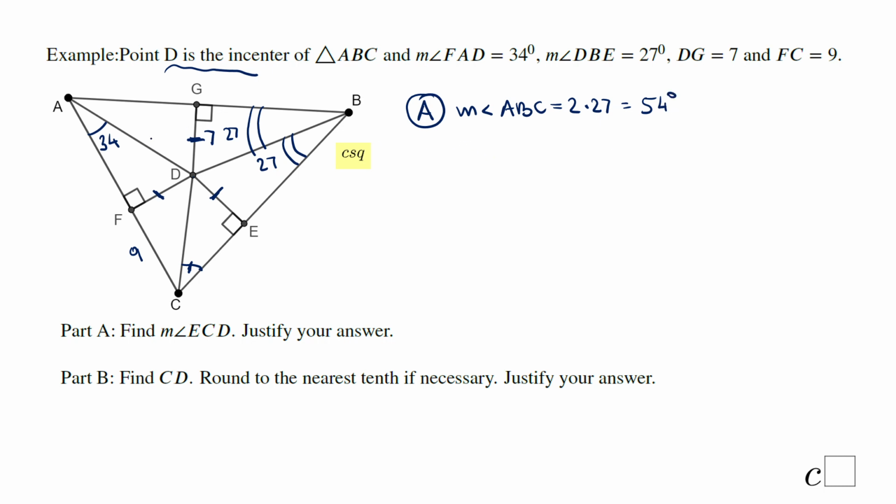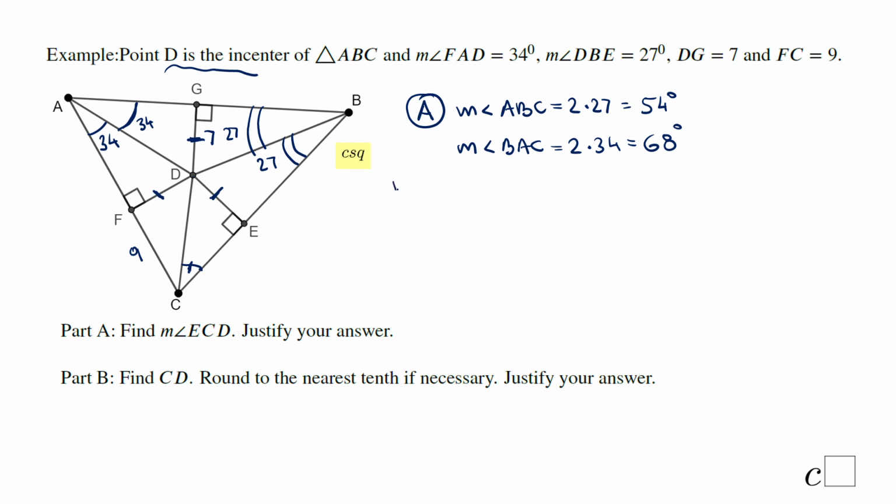Very similar approach you're going to do for this angle here. That will be 34, the same as the other one, because D is the incenter, so DA is the angle bisector. So we have the measure of angle BAC. That will be 2 times 34, and that will be 68 degrees. And that allows us to use the fact that the sum of the interior angles of a triangle is 180.